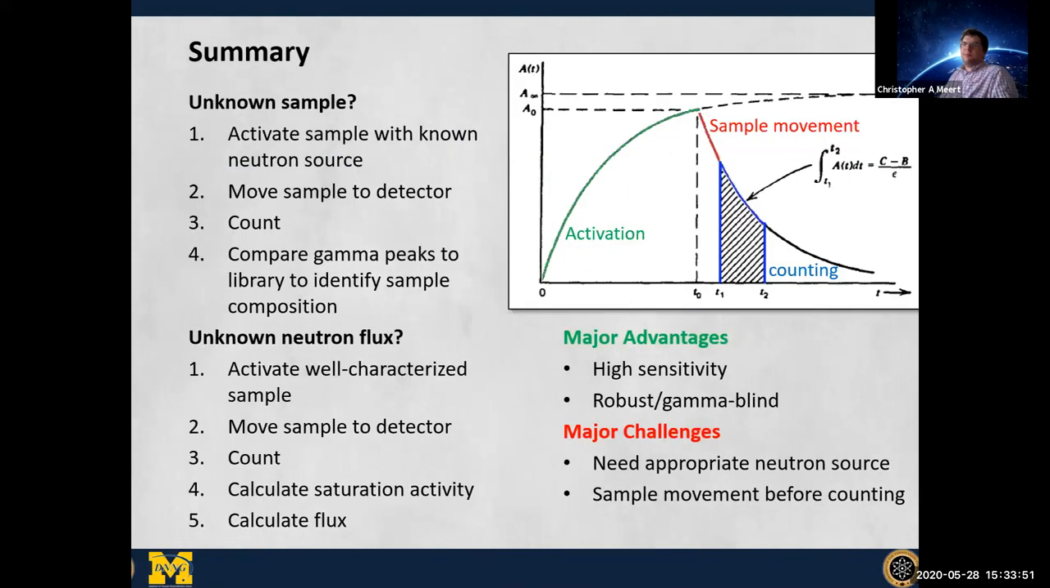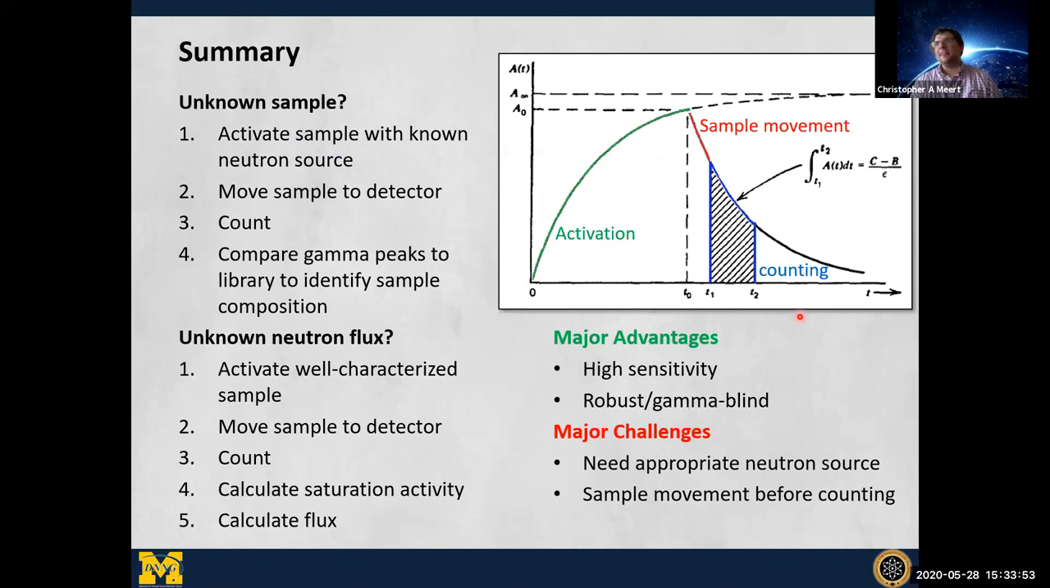So we're going to try to wrap up quickly with this summary slide. Again, this is a process that you can use to characterize an unknown sample. In that case, you'll want to have a well-characterized neutron source. You follow the general steps here: activating it, moving it to a detector, counting, and then comparing those gamma peaks to a library.